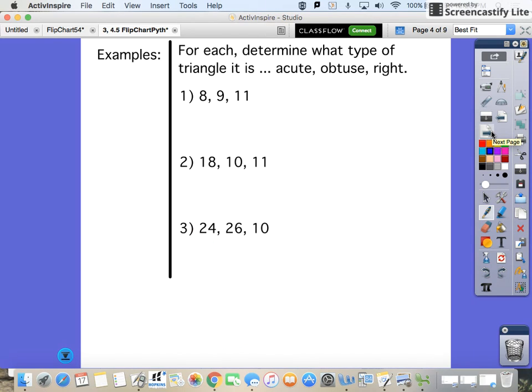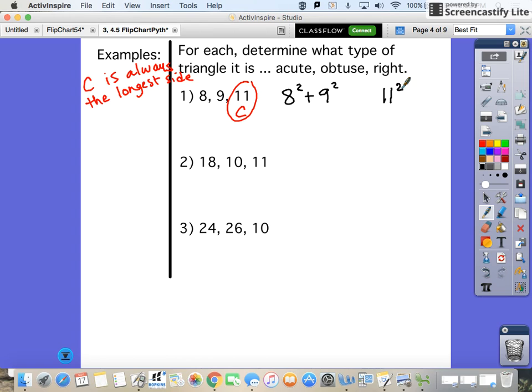So to practice, the first thing we want to do is establish which one of these is C. One thing to remember is that C is always the longest side. So this is our C value because that's the longest of the three. So what we do is we say 8 squared plus 9 squared, and then we're going to compare it to 11 squared. Do not put an equal sign here. Do not, because we don't know if it's equal.